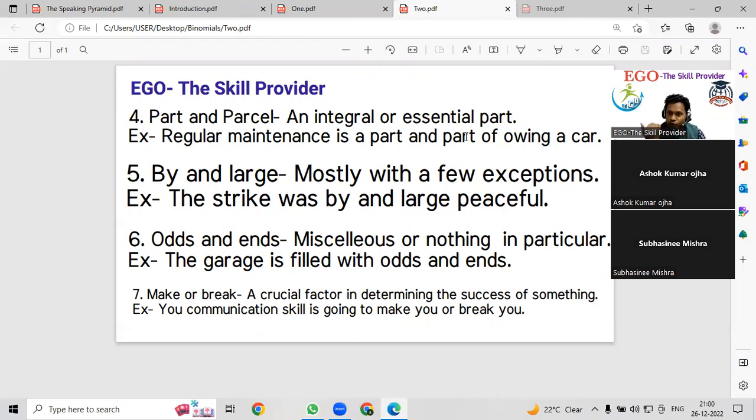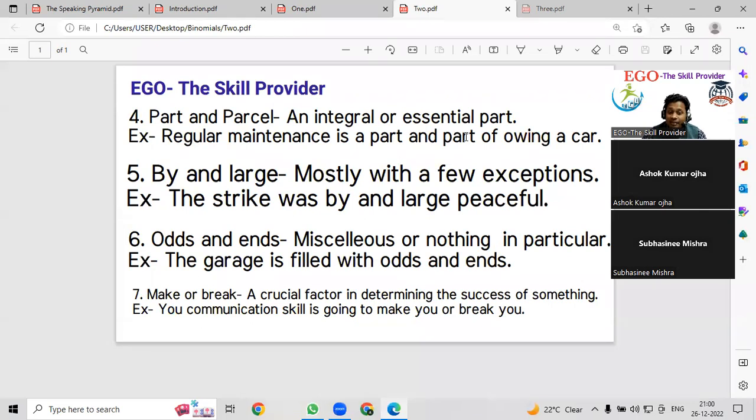If they are able to, you speak it, try to use these words also, and something called odds and ends. I already explained it. And this is my favorite. What is that? Make or break. Communication skill is going to make you or break you. Okay, this is my favorite quotation, you can call it.